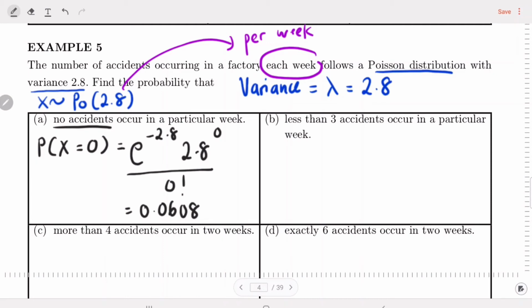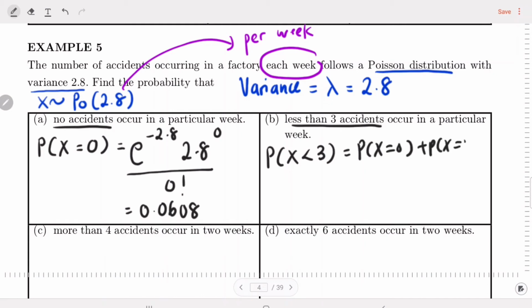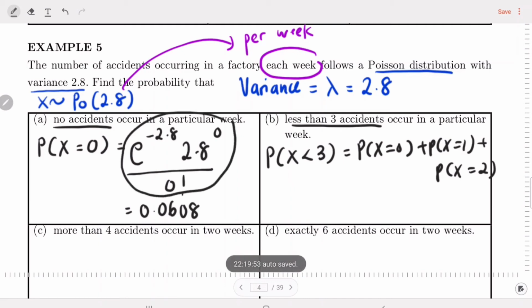Next, B. Find the probability that less than 3 accidents. Less than 3 means x less than 3. If we would like to use the Poisson distribution formula, we're going to add up probability x equal to 0 plus x equal to 1 and probability x equal to 2. We need to substitute into the formula like this and then add up all 3, and we're going to get the answer.